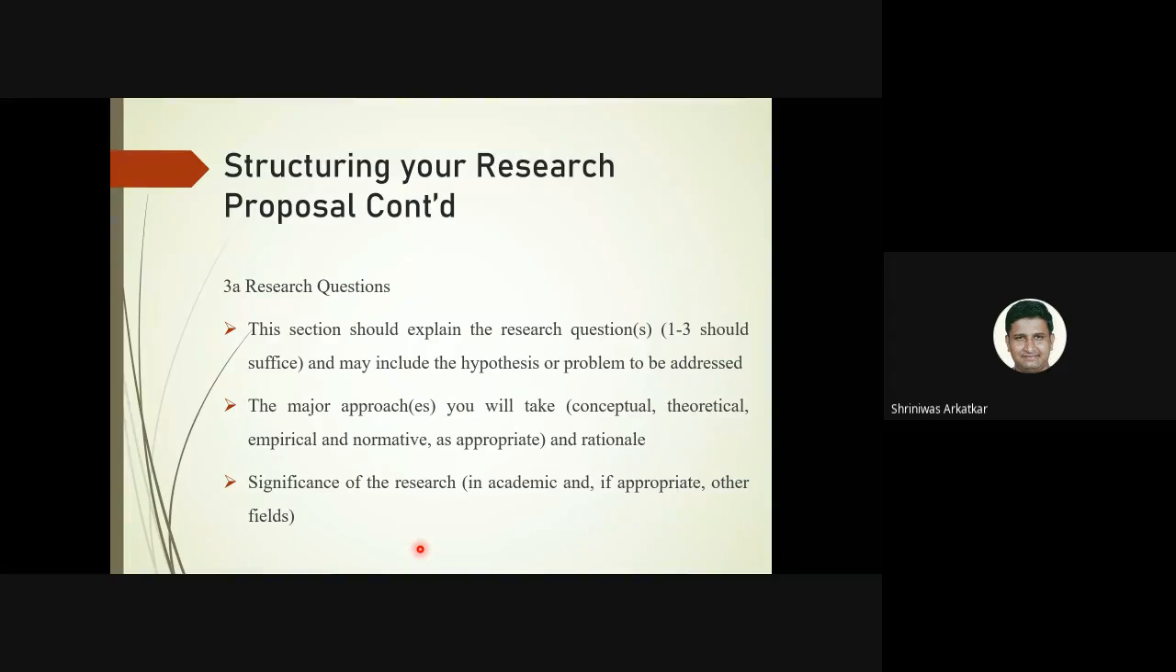So research questions: this section should explain some questions, and which should suffice. There may be some hypothesis in that, that something is going to be more effective, something is going to be less effective, less than, more than, and something like that. The major approach you will take is conceptual, theoretical, empirical, normative, as appropriate, and that rationale should be very well explained in this particular research question. So research questions are going to convey the clarity that you have in your mind while framing these questions, and the significance of this research will come in academic or maybe in the field if it is relevant to that.